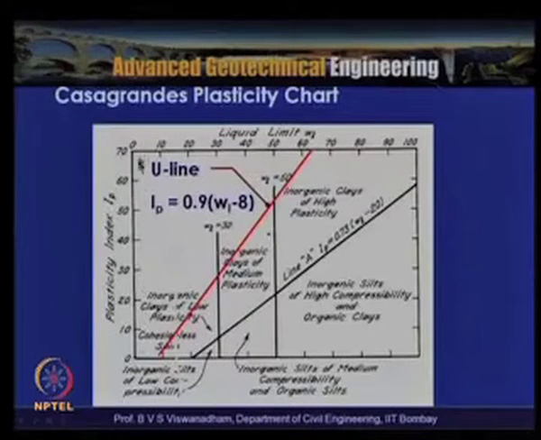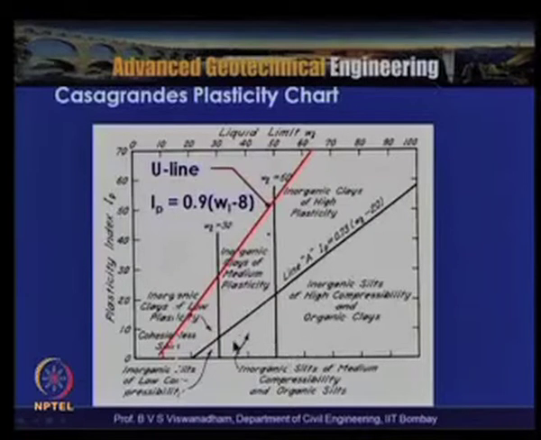On the y-axis the plasticity index is plotted, and here this particular line is called the A line. The equation of the A line is Ip equal to 0.75 into (WL minus 20). So it is demarcated in 3 zones, one here, one here and one here. In this particular zone the soil will have low and medium plasticity, and here the soils have high plasticity. Any soil which lies above the A line is called inorganic clays of high plasticity, particularly if you have a liquid limit more than 50, and if it lies below the A line, then it is called inorganic silts of high compressibility, and also some organic clays are grouped here.